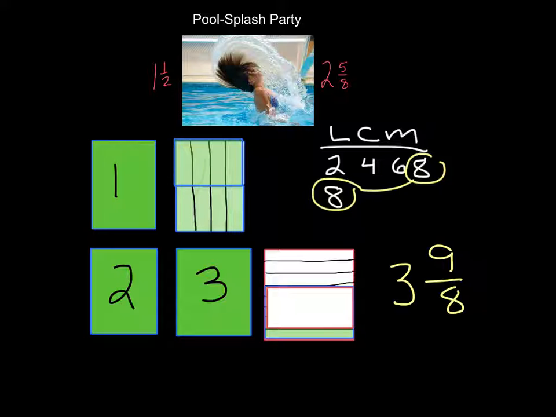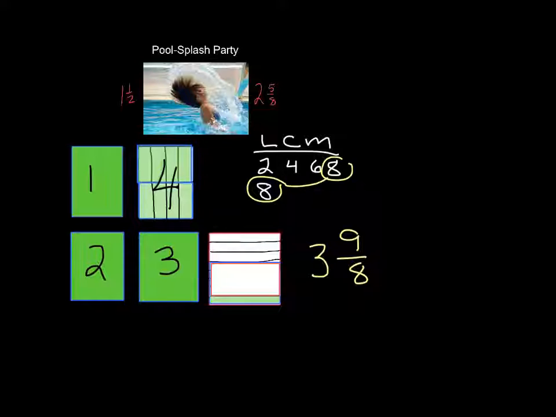Now, that gives me a 4th, whoops, I want to do that in black. That gives me a 4th hole. So I actually have these 4 right here plus this 1/8. So this is equal to 4 and 1/8.